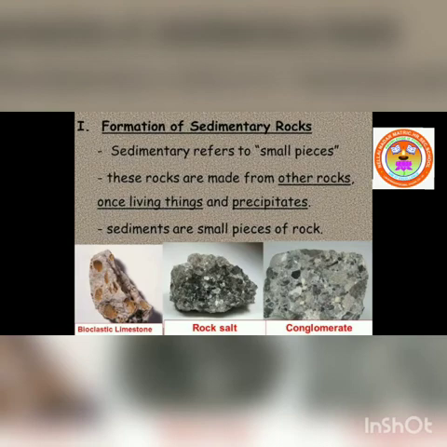The bodies of plants and animals that fall on the deposits get embedded in the layers and form fossils. Sandstone, limestone, chalk, gypsum, coal and conglomerate are examples of sedimentary rocks. On the screen, you can see rock salt, conglomerate and bioclastic limestone, types of sedimentary rocks.